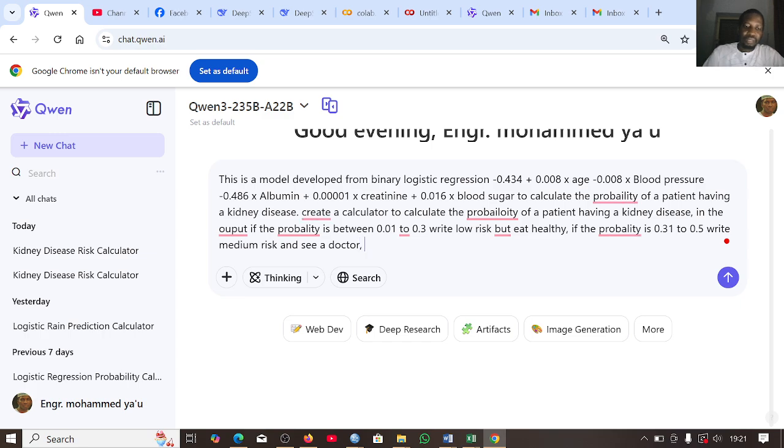Then if the probability is between 0.51 and 1, write high risk, go to the hospital.